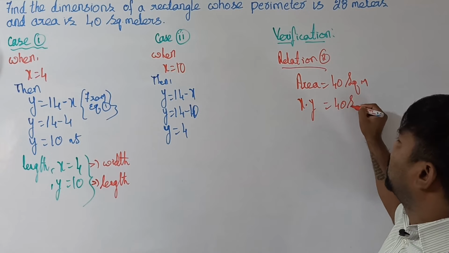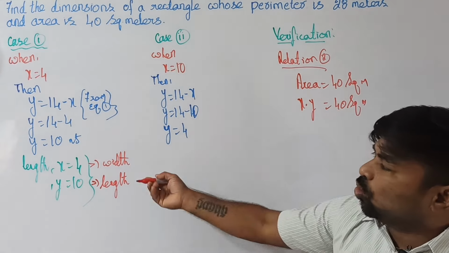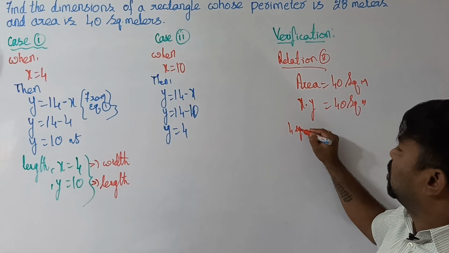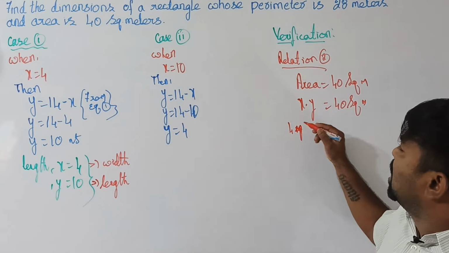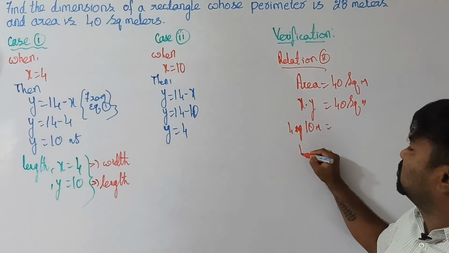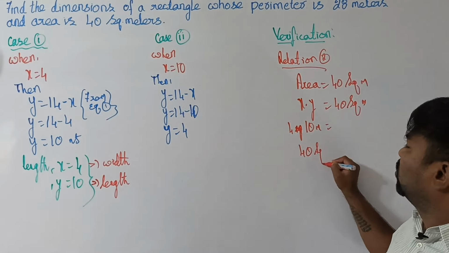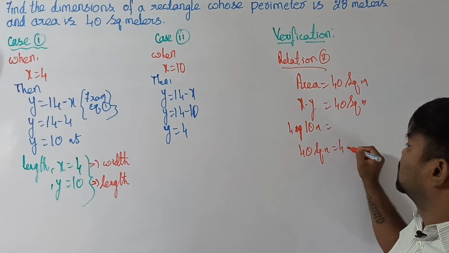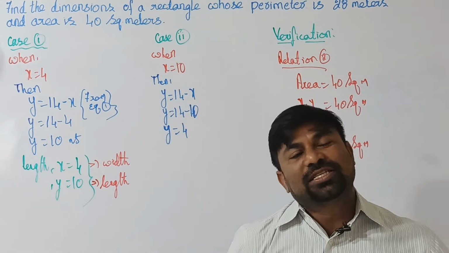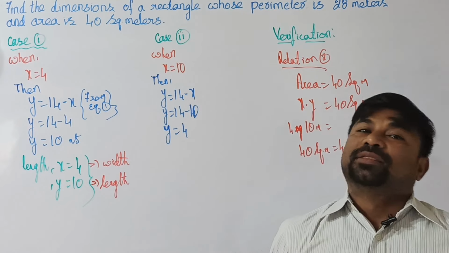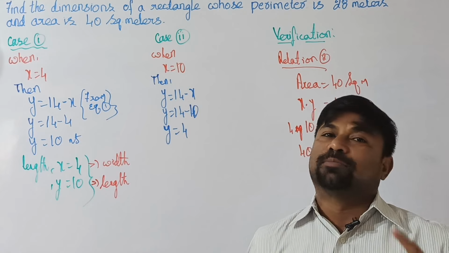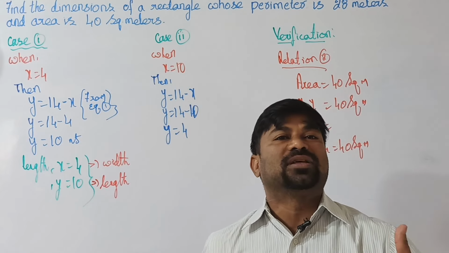Is it 40 square meters? That's what we need to check. So one is 4 meters and the other is 10 meters. So 4 times 10 is nothing but 40 square meters. LHS equals RHS. As LHS is equal to RHS, we can confirm that the length and breadth we got in both the cases, yes, we can take. But the length is the longer side, breadth is the shorter side.